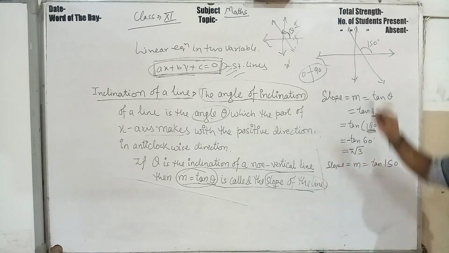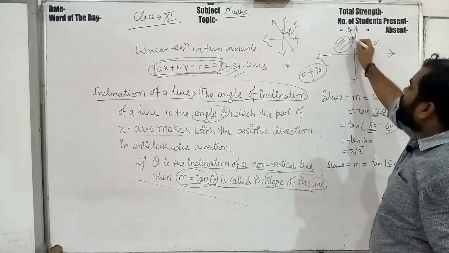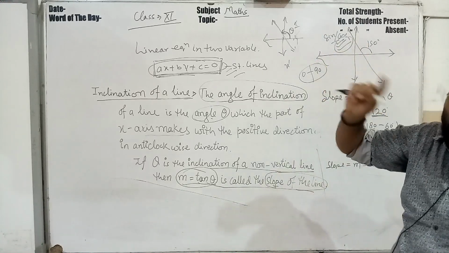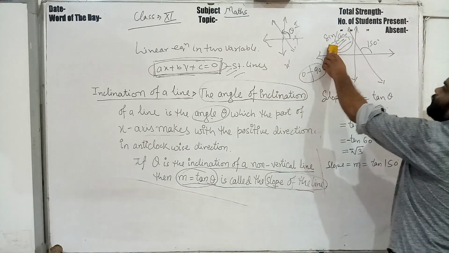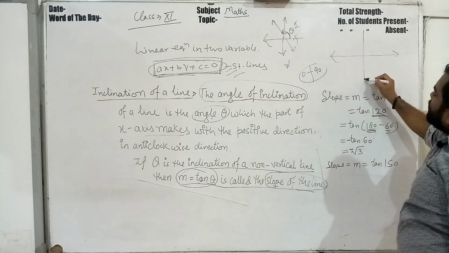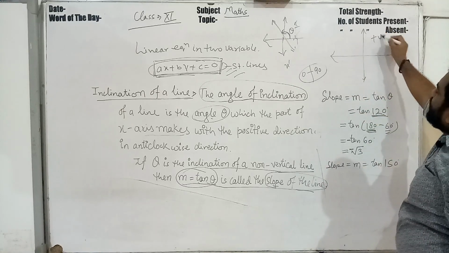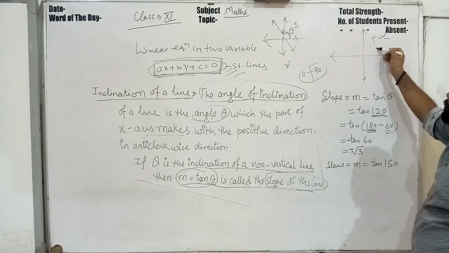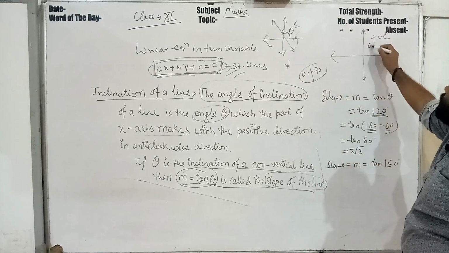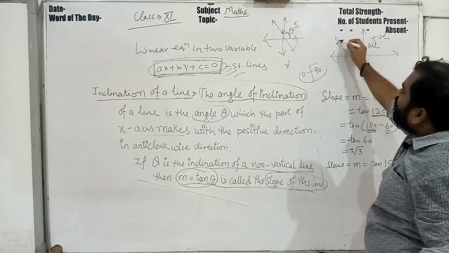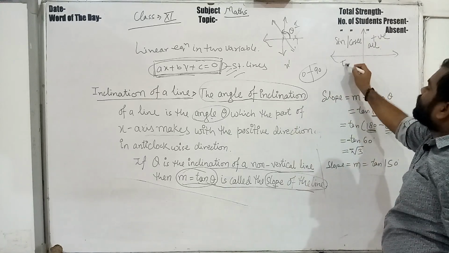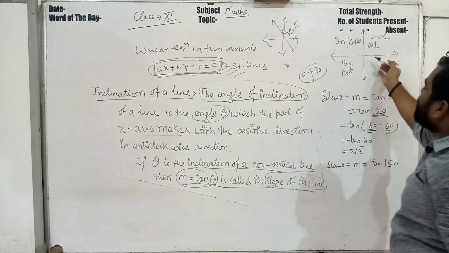That we will learn in trigonometry. If you remember, in the first quadrant all terms are positive, that is sine, cos, tan, cosec, sec and cot, all are positive. In this second quadrant only sine and cosec are positive, while in the third tan and cot are positive, and in the fourth quadrant cos and sec are positive.